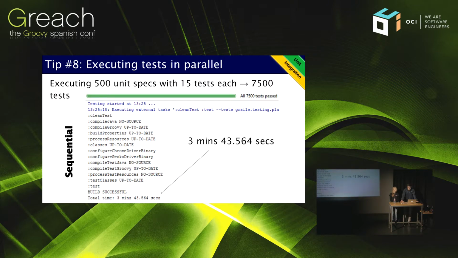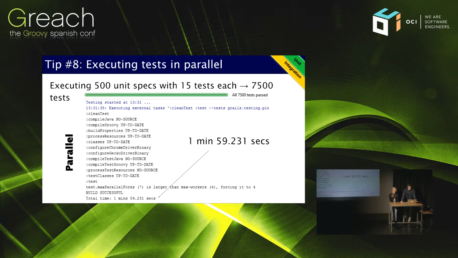So a comparison of performance between running the tests in a sequential way and running them in parallel is here. We have 500 unit specs with 15 tests each, which makes 7,500 tests in total. Sequentially, it executes in 3 minutes and 43 seconds approximately. And executing the same test suite in parallel takes about 1 minute and 59 seconds, approximately 2 minutes. As we can see, there is a performance gain.